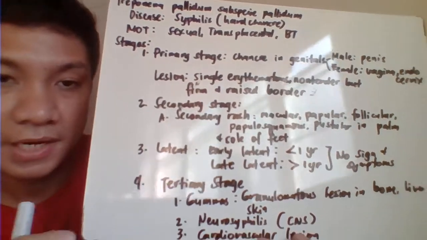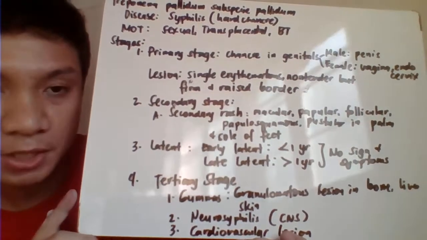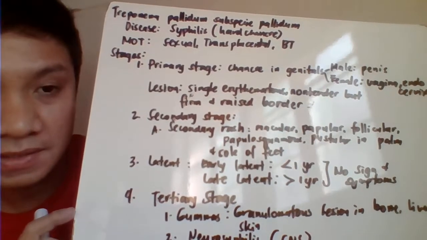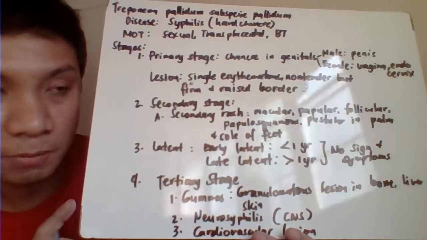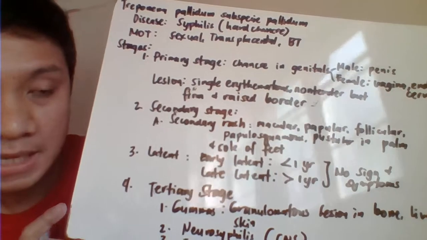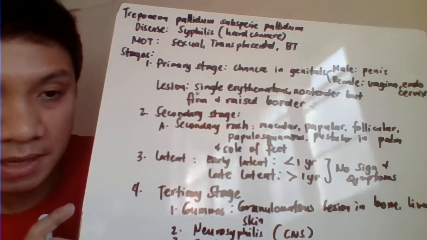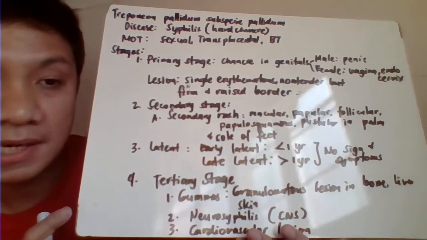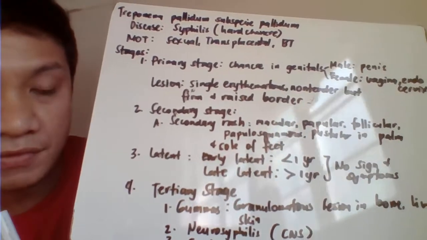Okay, then we have here Treponema pallidum, subspecies pallidum. This is the causative agent of syphilis. Syphilis is a sexually transmitted disease. It produces a hard chancre. It is transmitted by sexual contact, and also transplacentally or by blood transfusion.